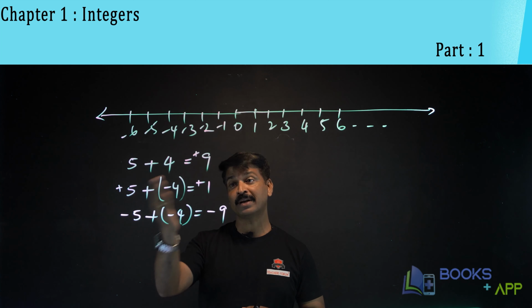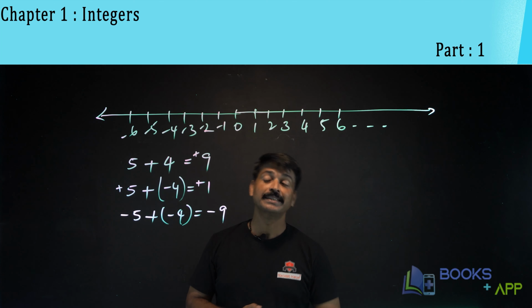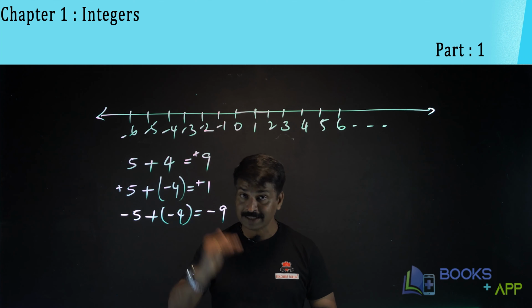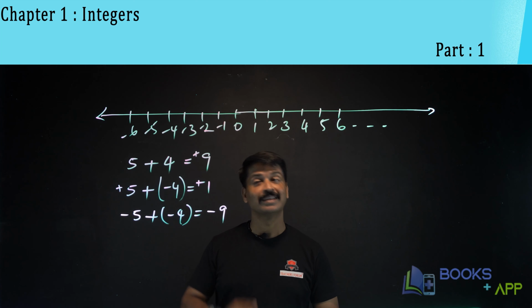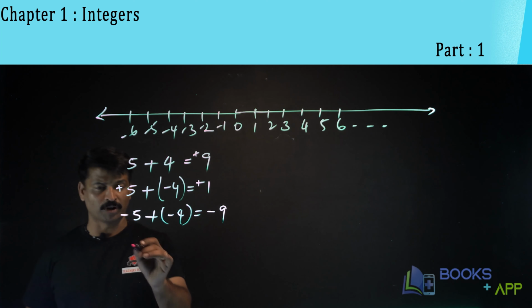When there is a positive number and a negative number, what do we have to do? Yes, from the greater number we have to subtract the smaller number and put the symbol of the greater number. Let us solve one more.